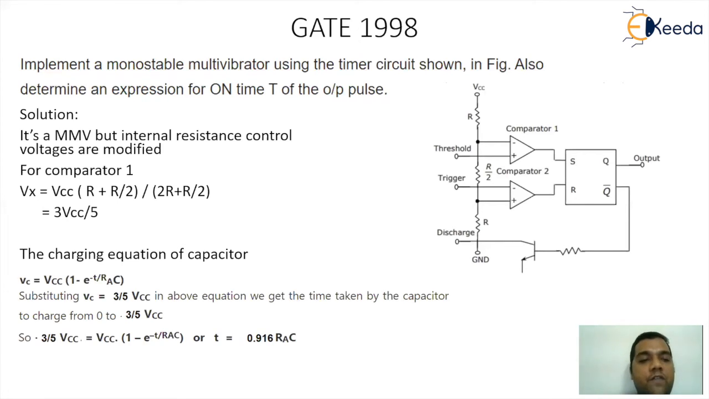The charging equation of the capacitor is Vc equals VCC into (1 minus e raised to minus t by Ra into C). If you remember the operation of the monostable multivibrator, whatever is the reference control for the upper comparator, that will work like a calculation value for on time of the pulse. So we assume that the capacitor can go till a value of 3 by 5 VCC. When I substitute 3 by 5 VCC in the charging equation of the capacitor and solve, you will get the t value as 0.916 Ra into C. This is the expression for on time of the output pulse.